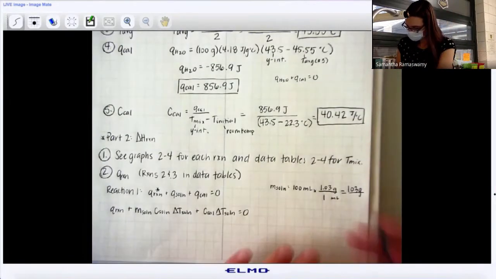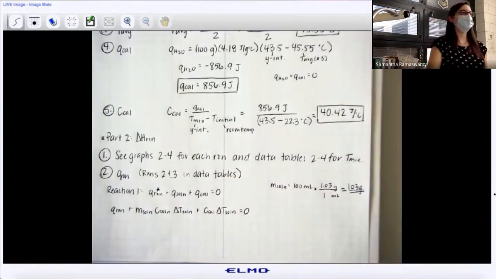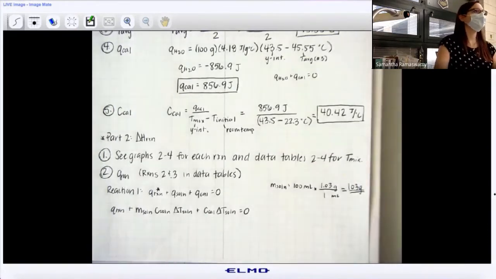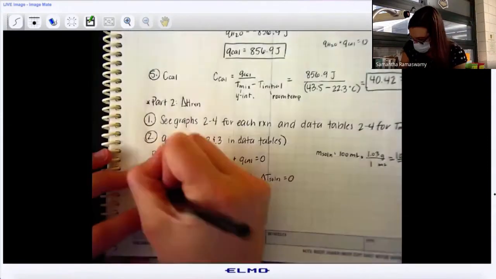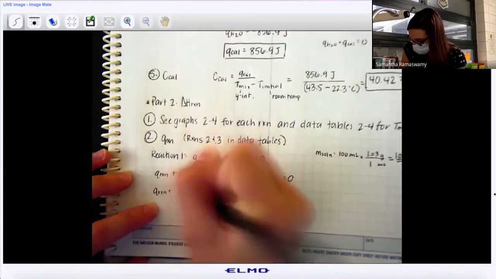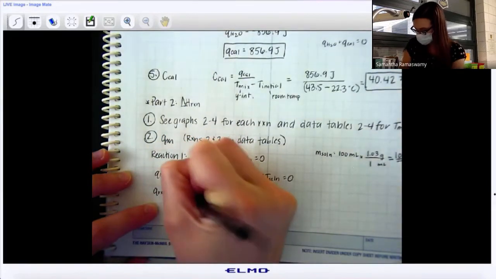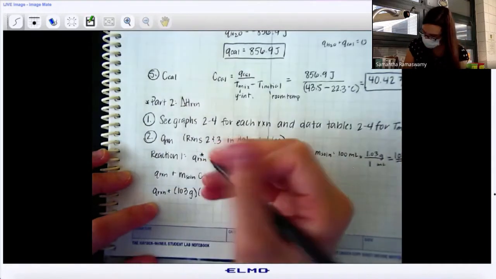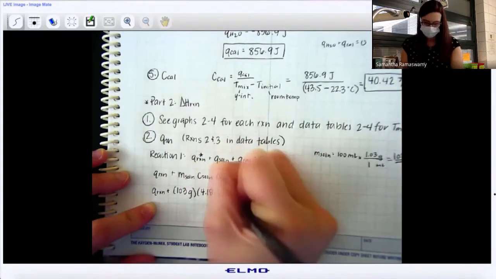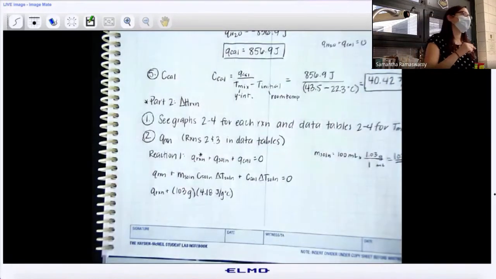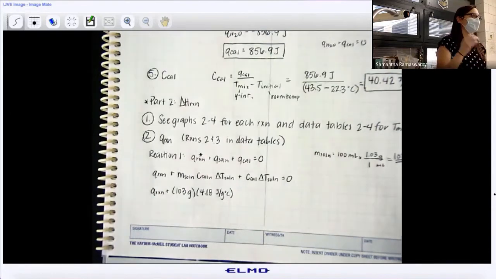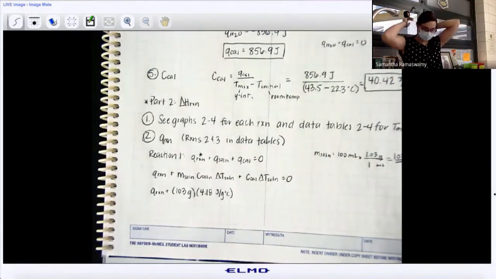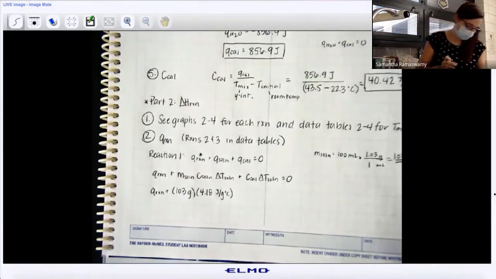There's our mass of solution. Mass of solution will be the same for every single reaction. So for reaction 1, reaction 2, and reaction 3, mass of solution is the same because we use 50 milliliters every single time. So Q reaction plus 103 grams. C solution, it tells us to use 4.18. Delta T is what's going to change for each reaction. It's not going to be the same for everything.